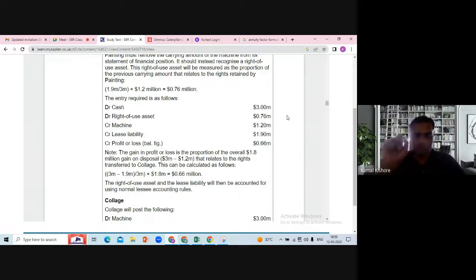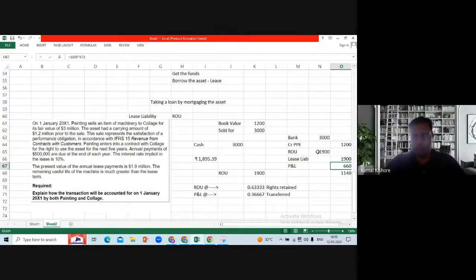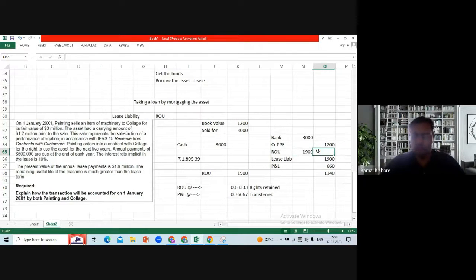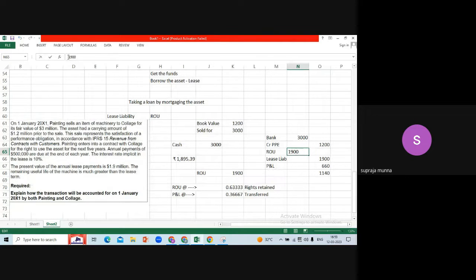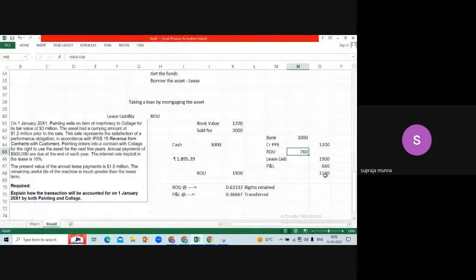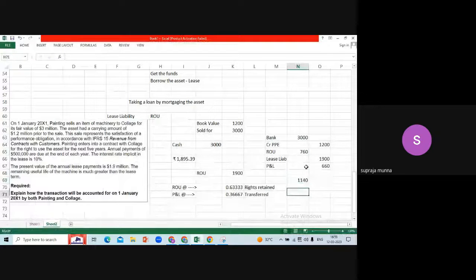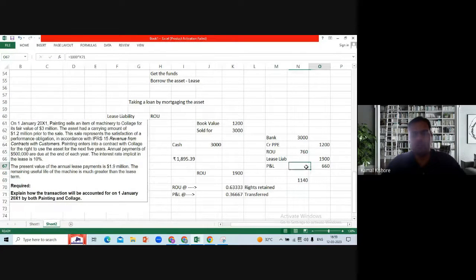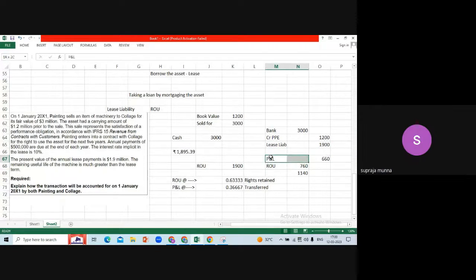So if you see, everything is what we've done here, 660. So instead of ROU being 1900, what they've done is 1900 into that 63%. So ROU will be 760 and P&L will be 660. Lease liability 1900. So if you see, what we need to calculate here is basically only these two things. This is known. Lease liability will be 1900. That is known.